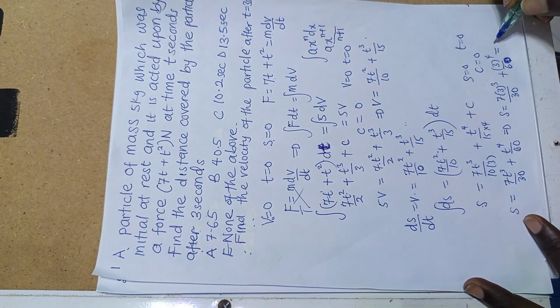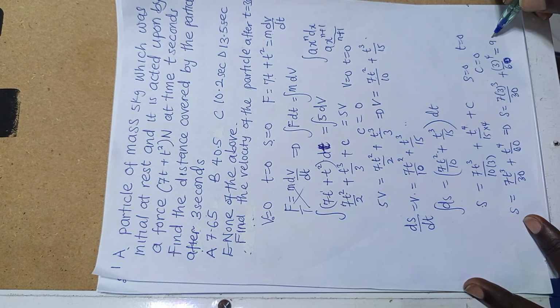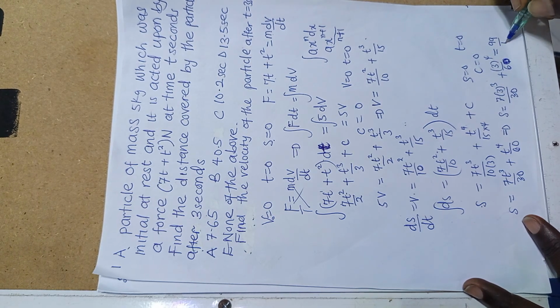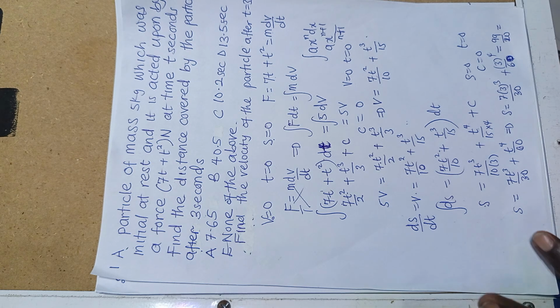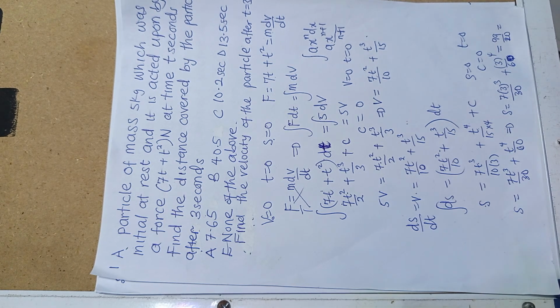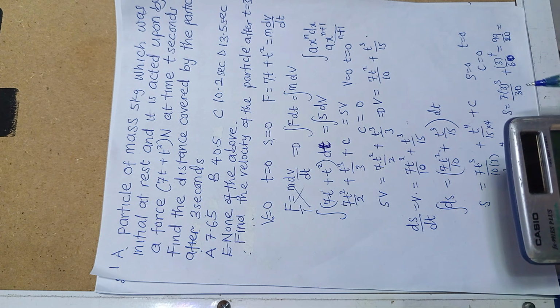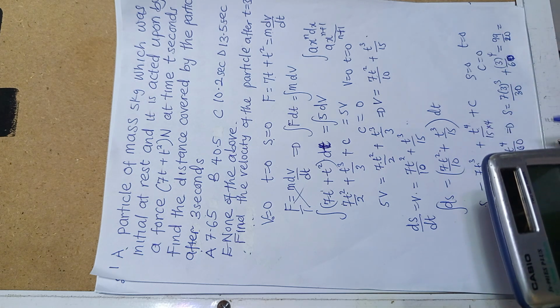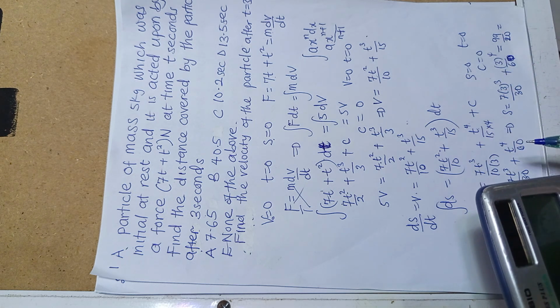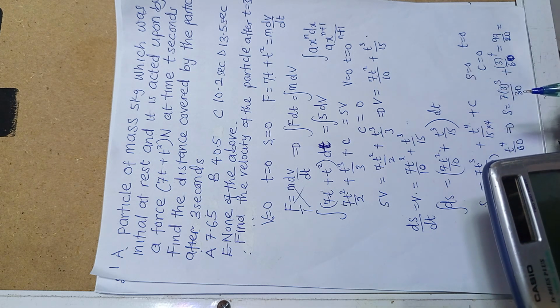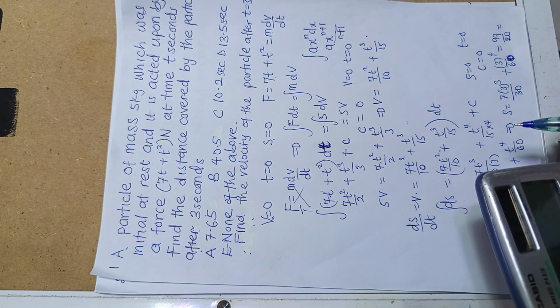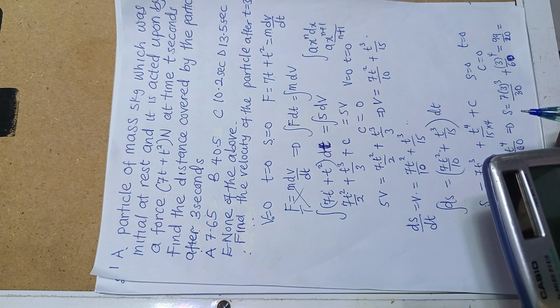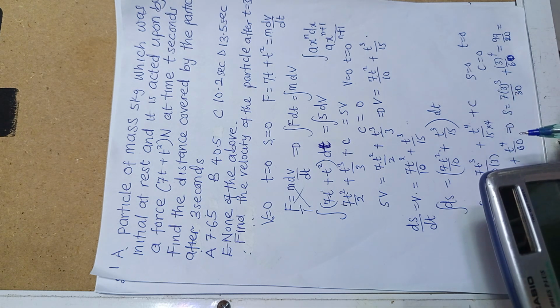So our final answer will not be what? 99 over 20. Let's confirm it. 99 over 20. So let's see. We have 7 into bracket 3 raised to the power of 3, all divided by 30, plus 81. 3 raised to 4 is 81, divided by 60.